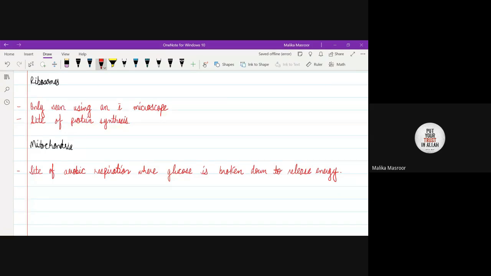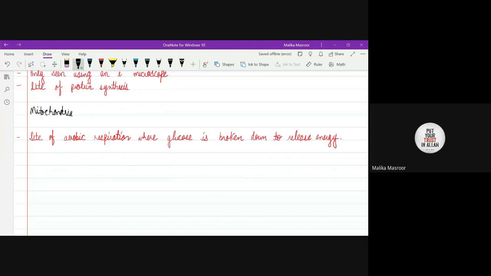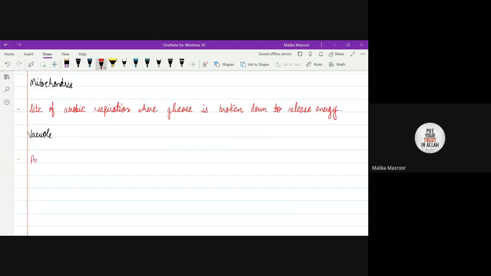Now let's talk about the other organelles. Firstly, let's talk about vacuole. Now, vacuole is present in both, but I took it last because there are size differences. Animal cells have a small and temporary vacuole. Plant cells have a large and permanent vacuole.